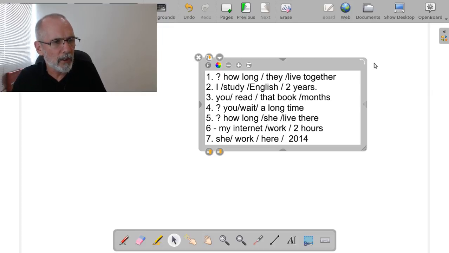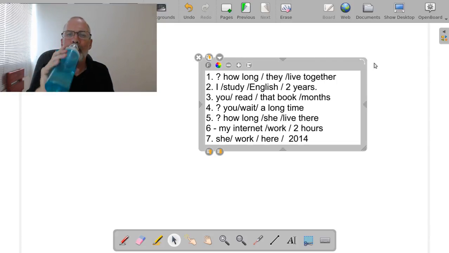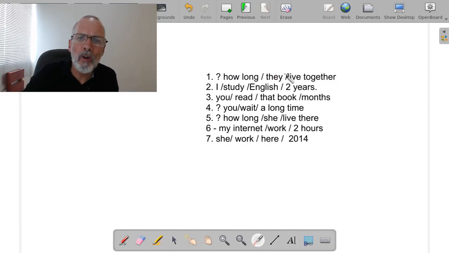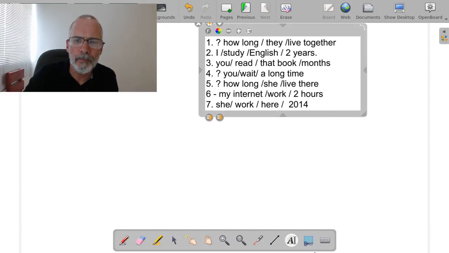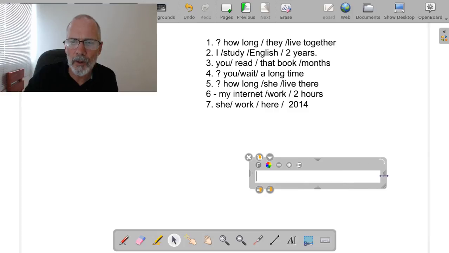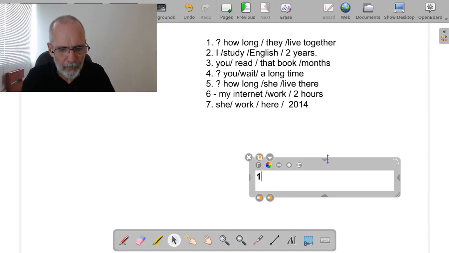Put these words into the present perfect continuous. So the first one. How long they live together. This is a question. Who can form this question? In the present perfect continuous. Make the question in the present perfect continuous. Can somebody put that in the chat? If they don't, I'll do it myself.